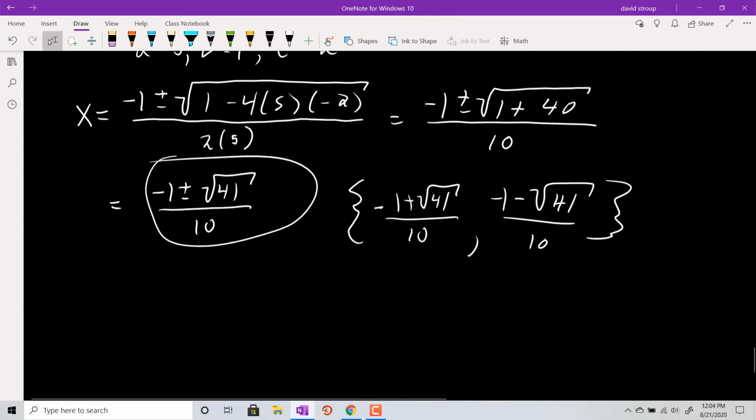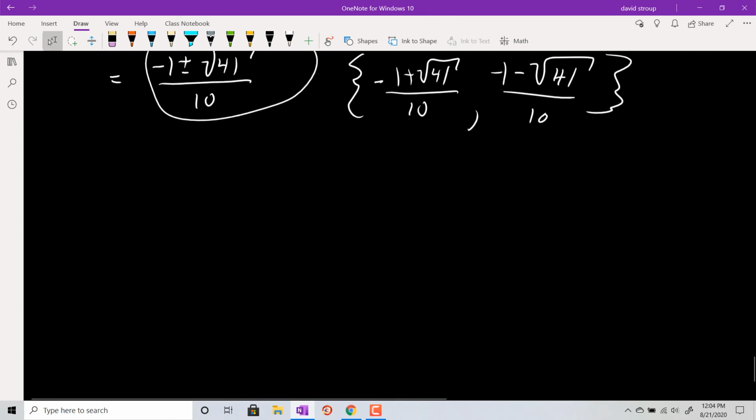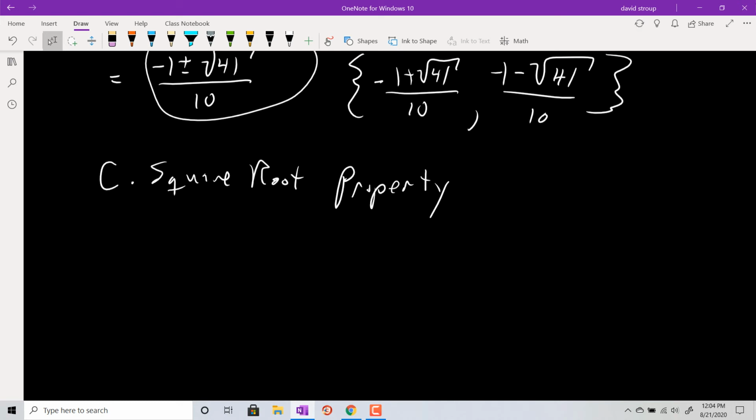There's two other methods though. First is the square root property. So for example, if you had something like 3x squared minus 1 equals 47. Okay. You wouldn't be able to really factor it. If you brought the 47 over, 3x squared minus 48, then factor out 3 maybe, something like that.